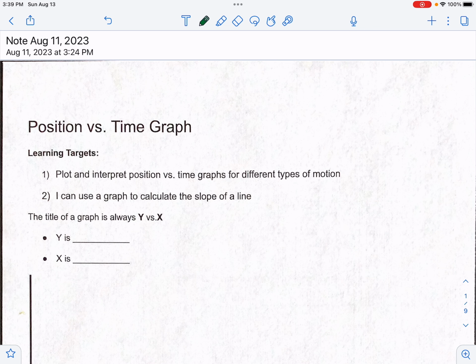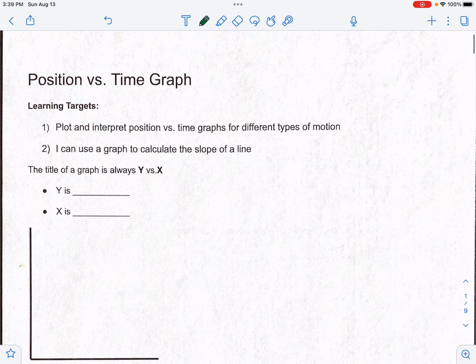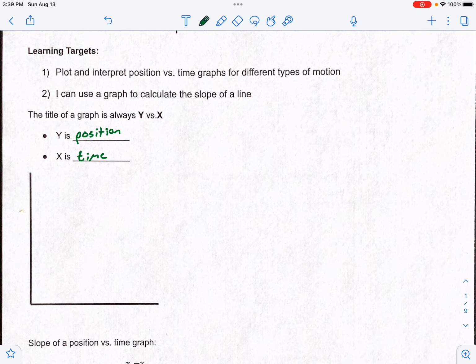Okay, the title of a graph is always Y versus X, or position versus time graph. What that means is Y is always your position, so where you are. Okay, and X is going to be your time, so basically how far in time does it take? So you're going to have your position right here on the y-axis.